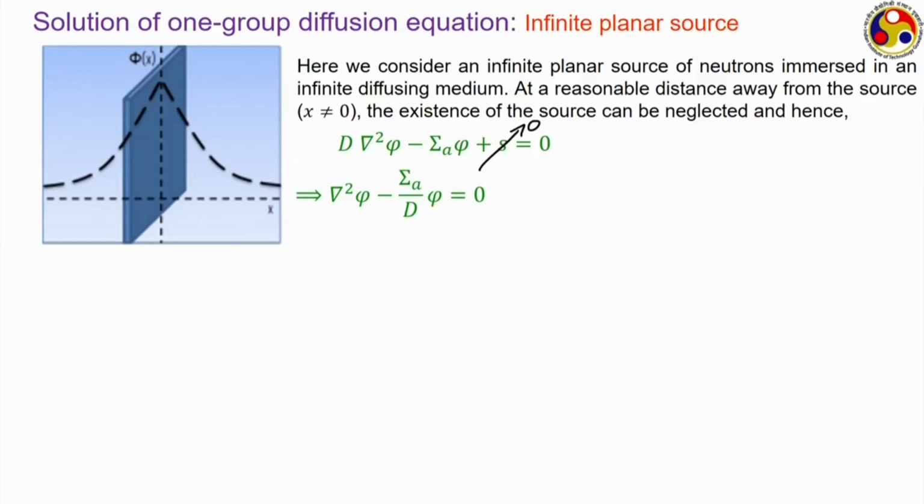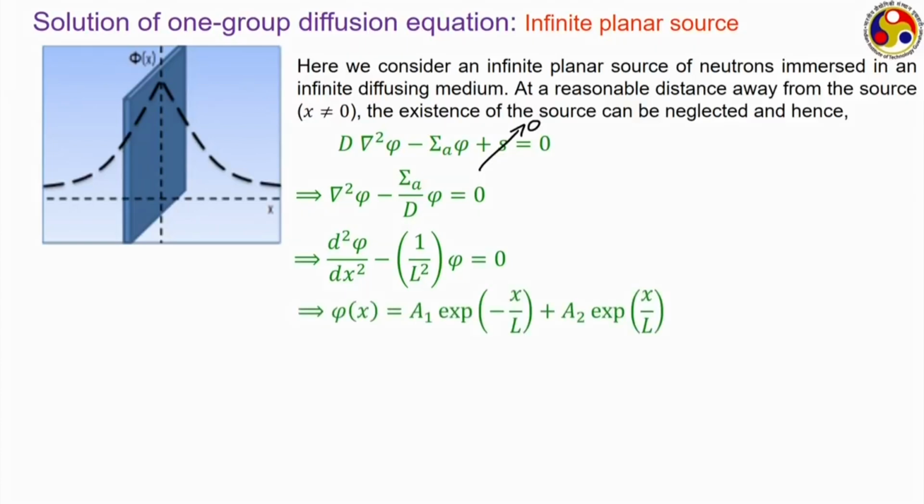Now, sigma A by D, as per our earlier definition, is the reciprocal of L square, L being the diffusion length. Here we are using the Cartesian coordinate system, as that is the most suitable one for this geometry. Accordingly, we have d2 phi dx2 is equal to 1 by L square into phi, which is a very standard second order differential equation, and we know the solution is going to be of this particular form, that is, it is going to be a summation of 2 exponential terms. A1 and A2 are 2 constants whose values we have to identify using the boundary conditions.